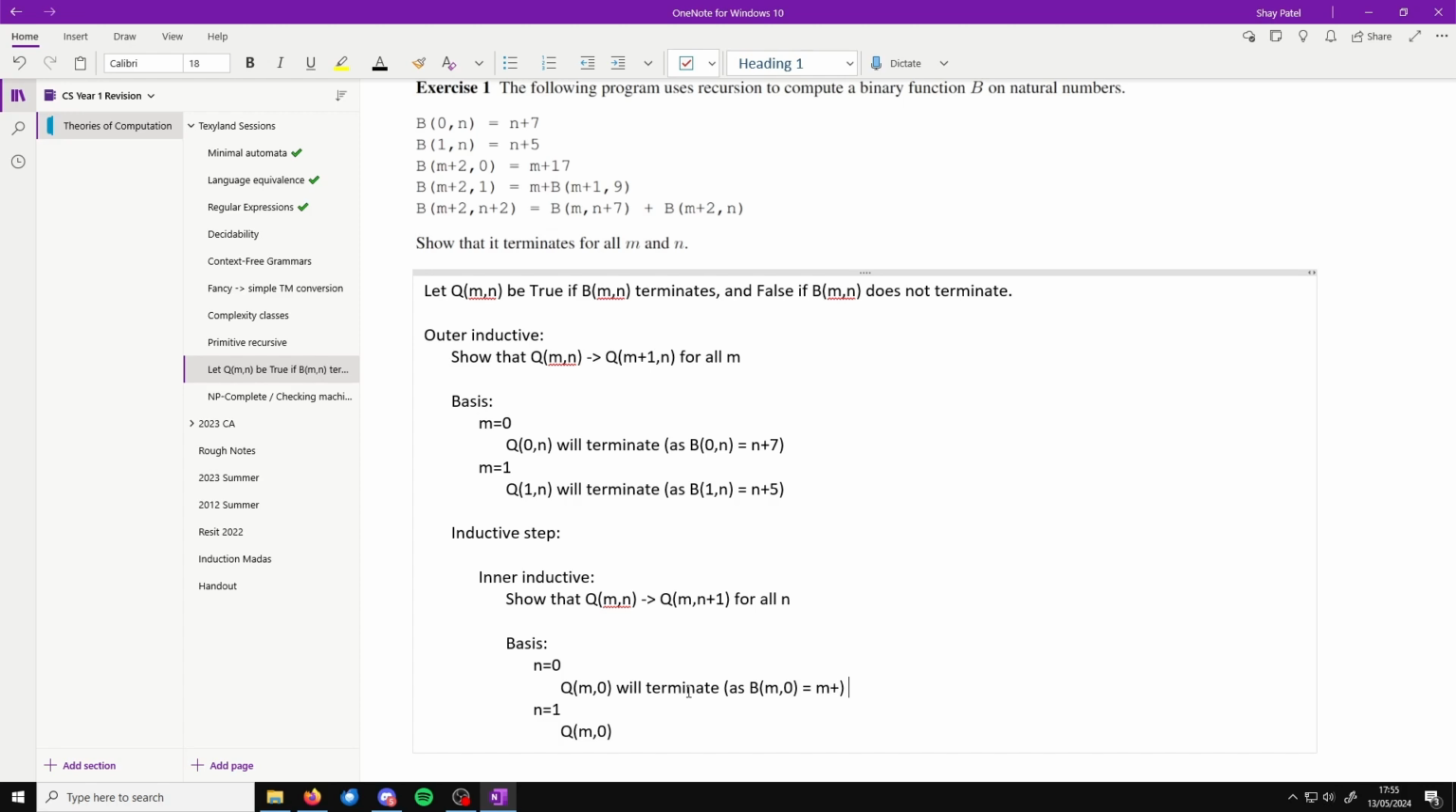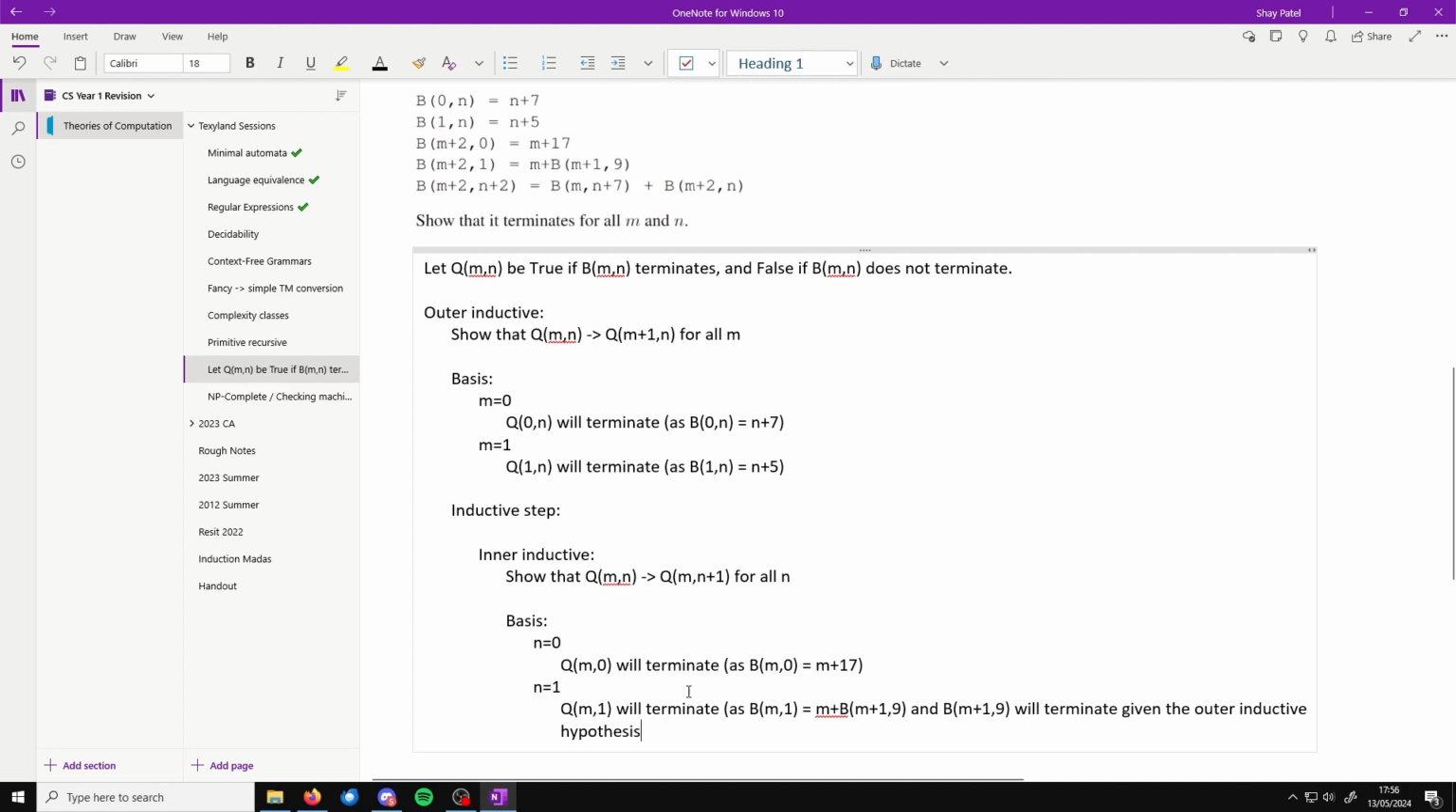b m0 equals m plus 17, and Q m1, sorry, will terminate as b m1 equals m plus b m plus 19, and b m plus 19 will terminate given the outer inductive hypothesis. Does that look right? Okay.